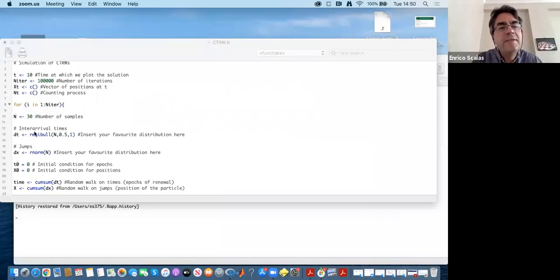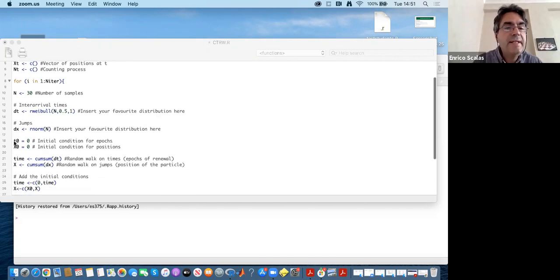And here you can insert really your favorite distribution. Well, by favorite, I mean the one you need for your specific application. Similarly for the jump random variables, distributed according to the variable distribution, and here I am generating 30 normally distributed random variables, and this rnorm is giving me the standard normal distribution with mean 0, sorry, and variance 1.